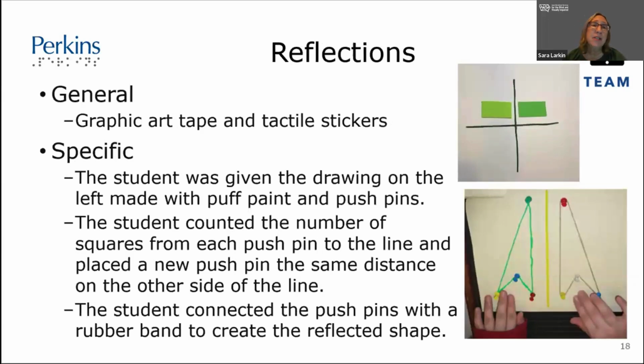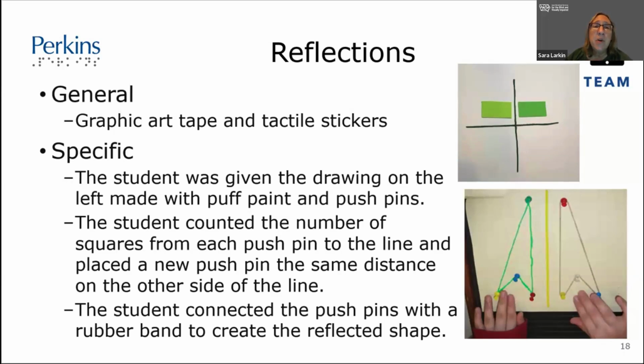All right, reflections. Real quickly here, I just have a couple of wiki sticks on a piece of paper. And with the general concept, I can just take some foam shapes and show it in the first quadrant and in the second quadrant, the same distance from that y-axis. I can use graphic art tape to make those shapes, or tactile stickers on that same sort of paper. More specifically, I can use actual grid paper. So then they can count the number of squares away from that line of reflection.